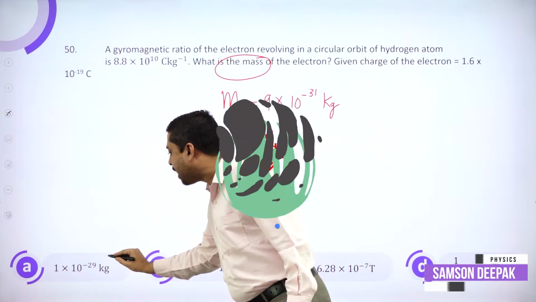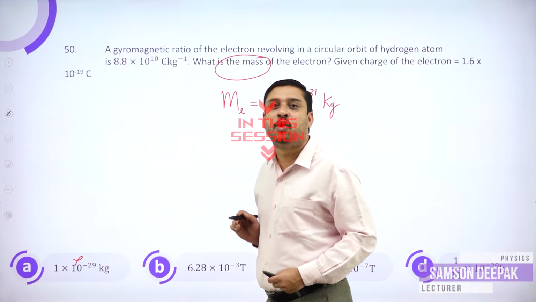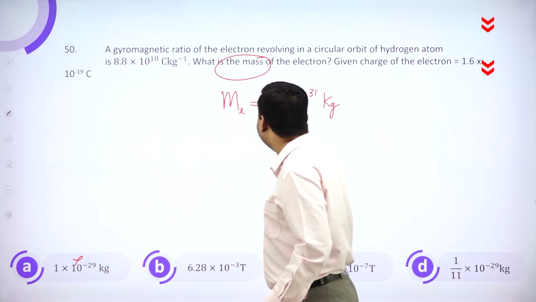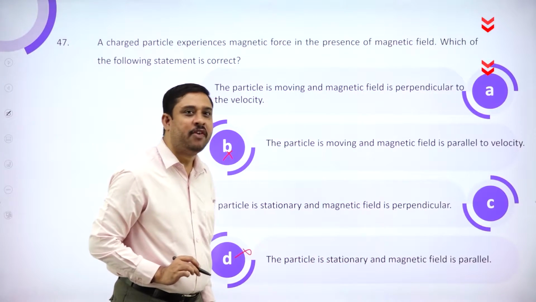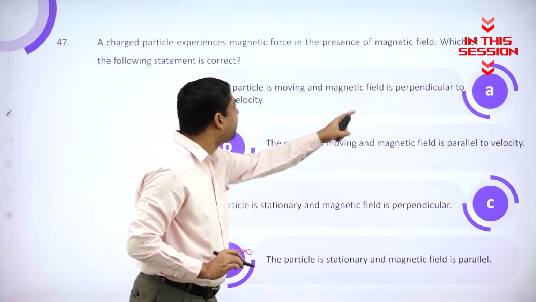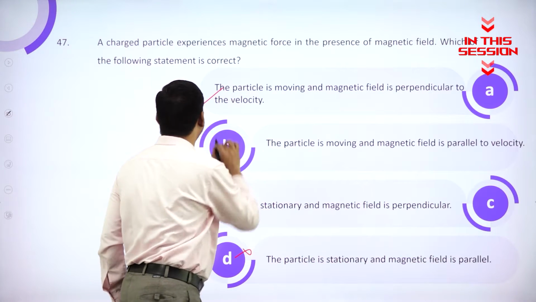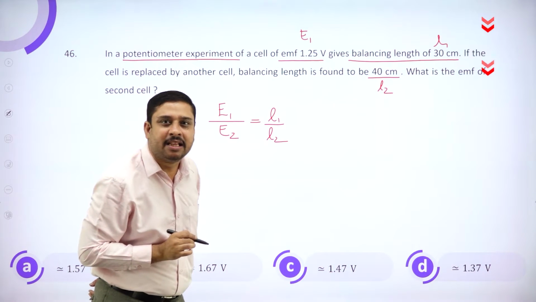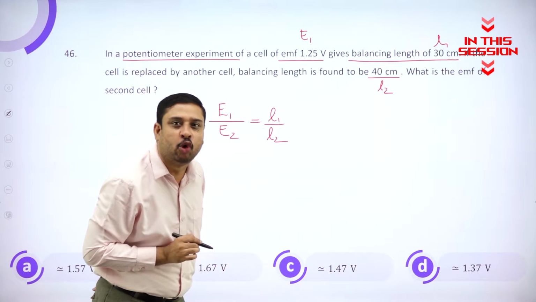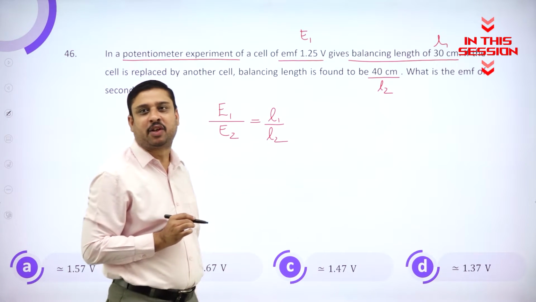1 into 10 power minus 29. No, it's a standard value. Mass of the electron is 9 into 10 power minus 31. Particle is moving and magnetic field is perpendicular to velocity. This is the correct statement. The balancing length of the primary circuit gives the potential of the secondary circuit.